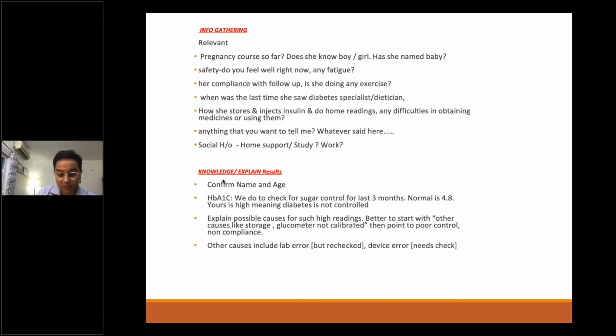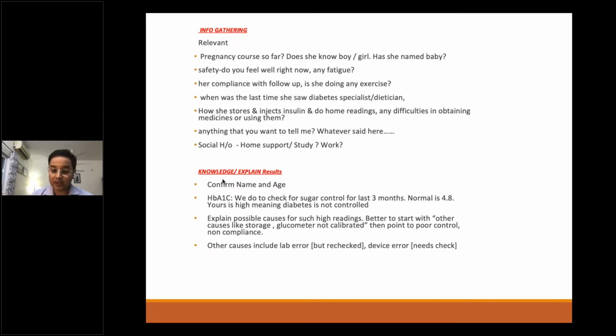And you will say that possibly it could be a lab error, but we have checked twice. It could be an instrument error, we'll look into that. But we also did your fasting blood sugar, that is also high. So tell her that it could be a storage problem, it could be that your home glucometer is not calibrated. So don't blame her. Okay, sir.